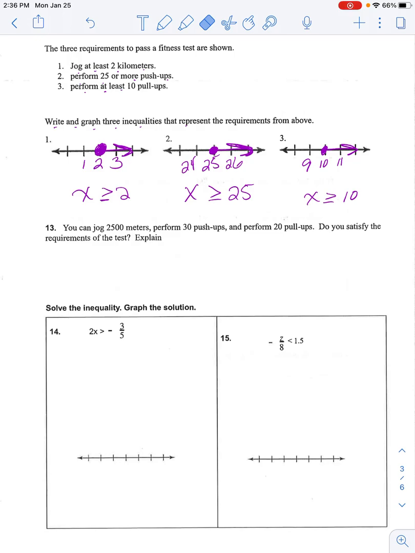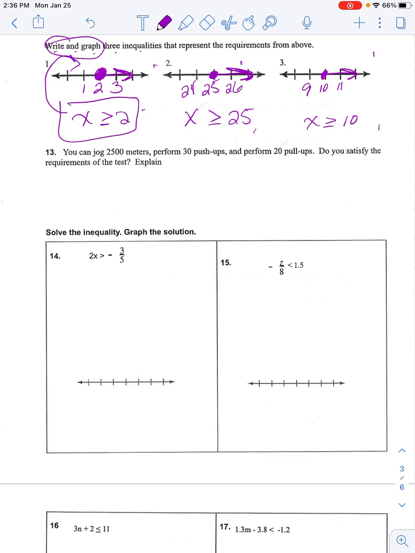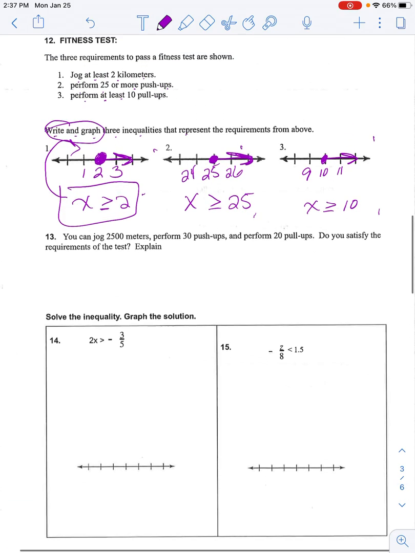I want you to write the inequality above or below and then graph it. So write and graph the 3. Those are literally 3 different problems. Number 13, you can jog 2,500 meters. You can perform 30 push-ups and perform 20 pull-ups. Do you satisfy the requirements of the test? Explain. So this is from that fitness test that we just did.